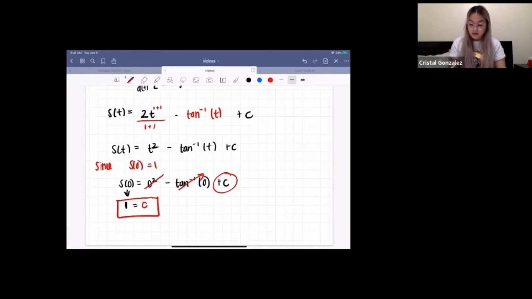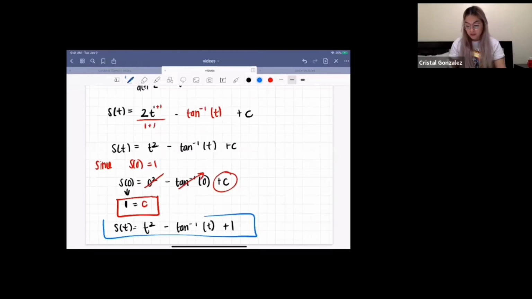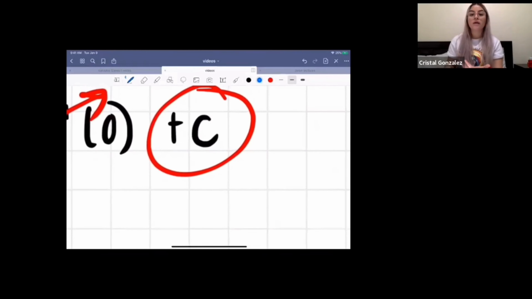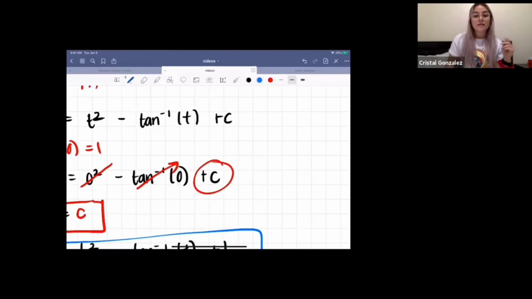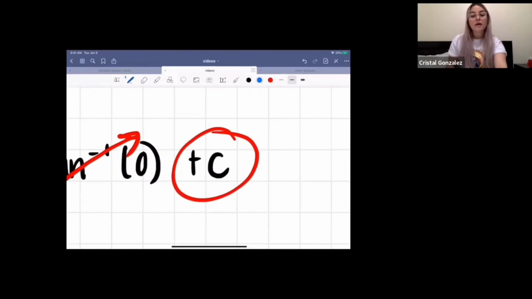So that tells us that S of t is equal to t squared minus tangent inverse of t plus 1. And that's our answer. So if they give you extra conditions, you can use that to find that unknown constant value. That's something new, and you didn't know that before, but now you do.